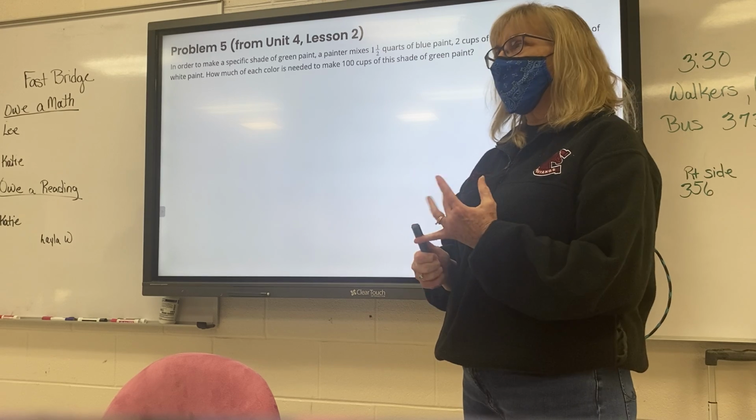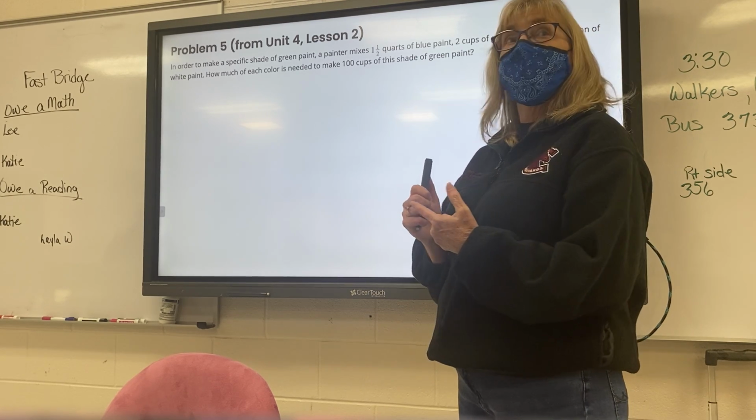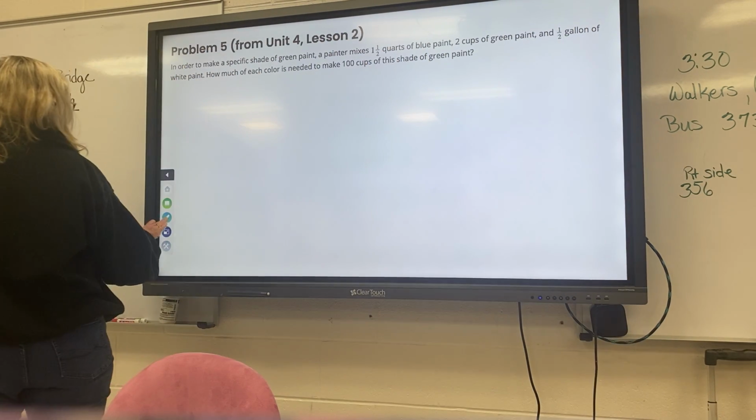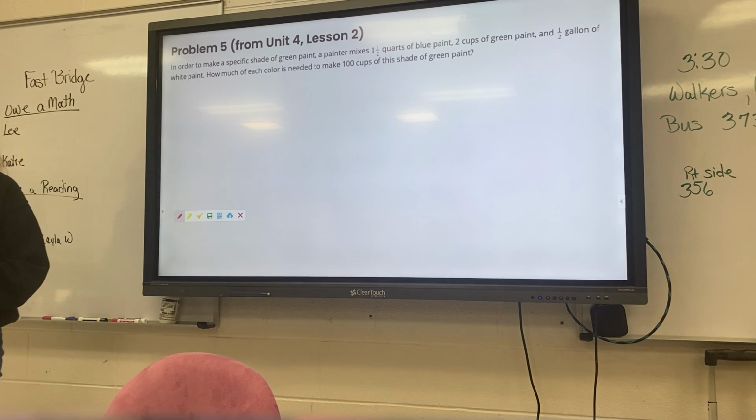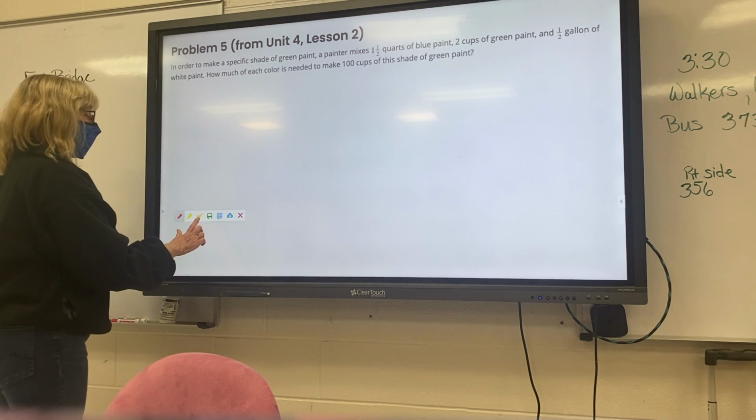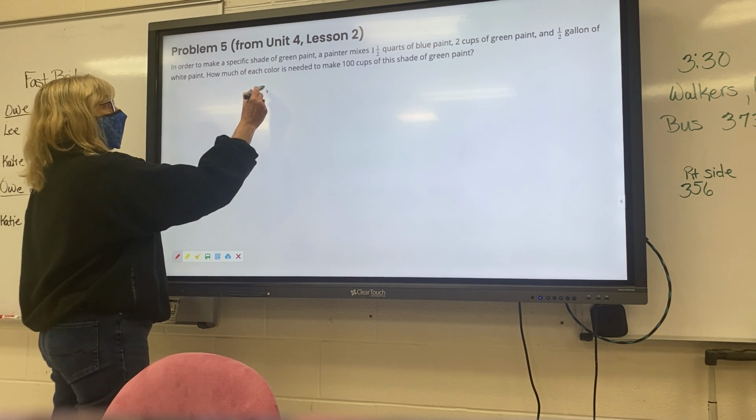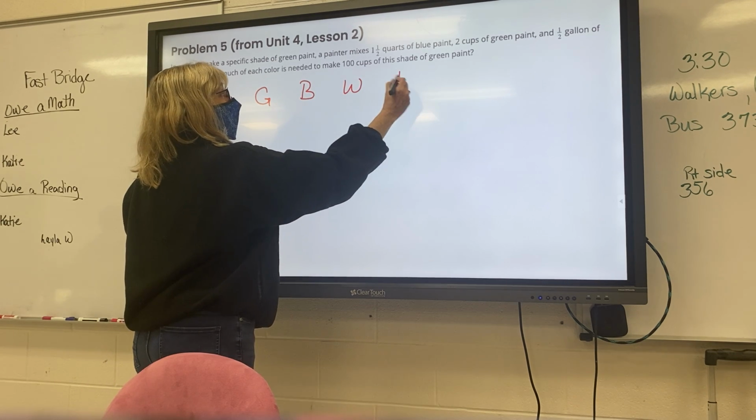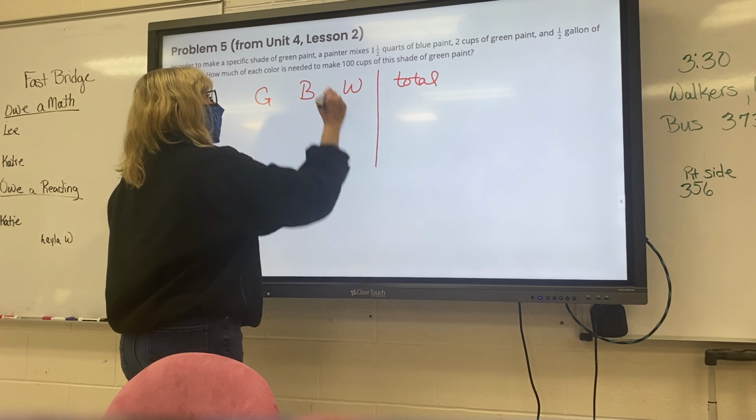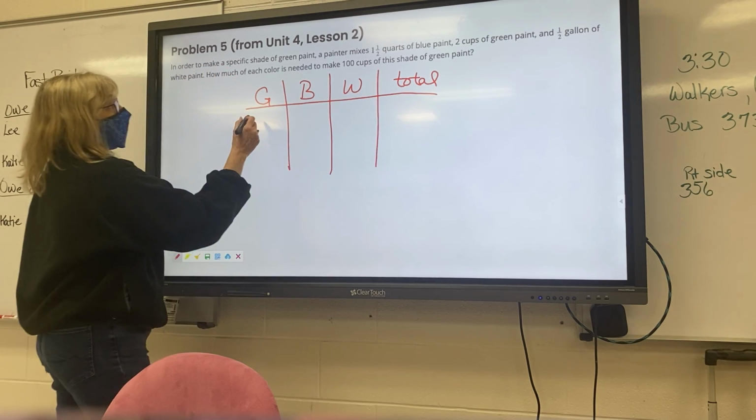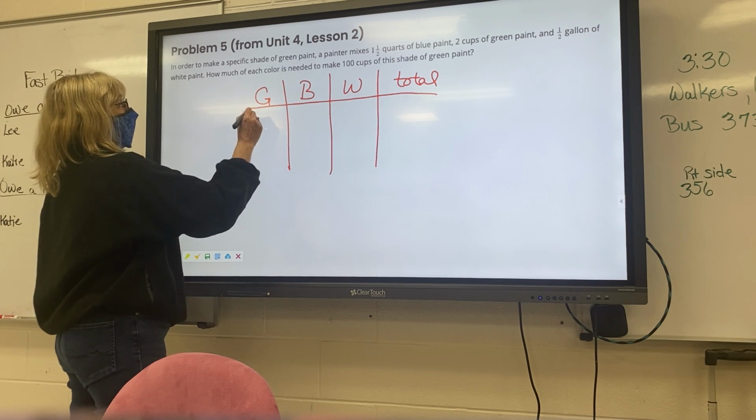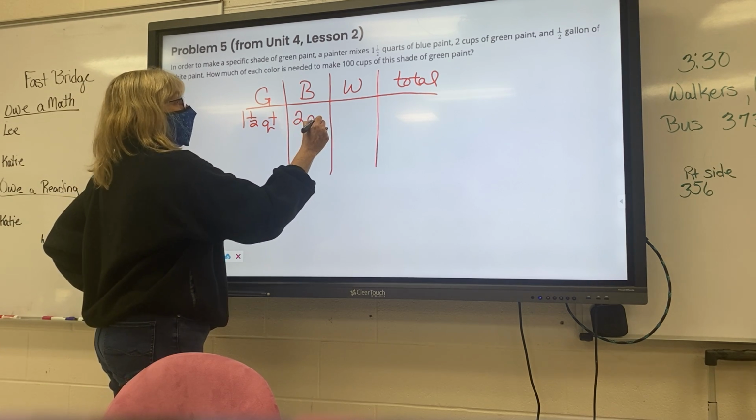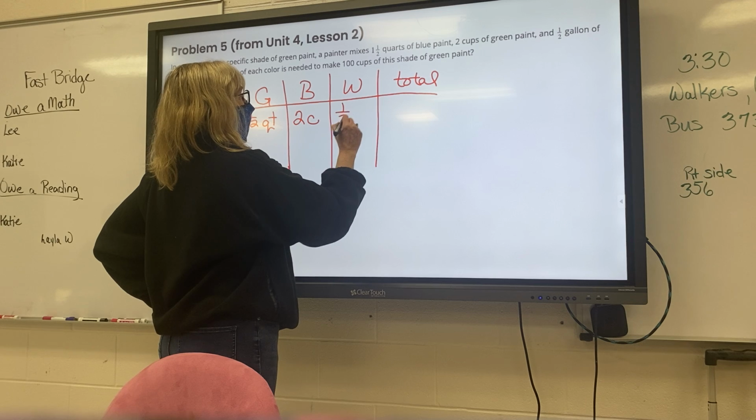Are we going to make a tape diagram, a table, a double number line? Tape. A table, okay. We're looking at like a recipe, aren't we? Yeah. And yesterday with the hair color, we used a table. So we're going to do the same thing today. So we've got green, we've got blue, we've got white, and we need to know the total. Okay, in green paint, we have 1.5 quarts. In blue paint, we have 2 cups. In white paint, we have 1/2 gallon.